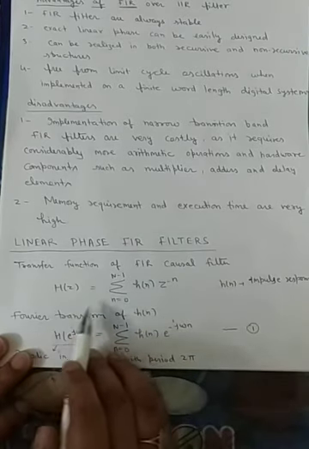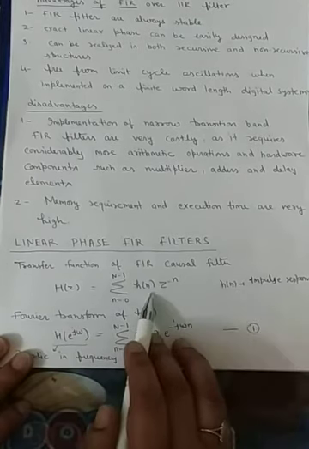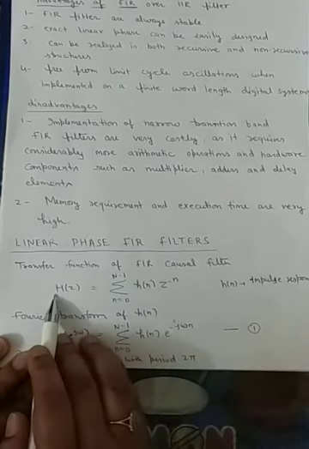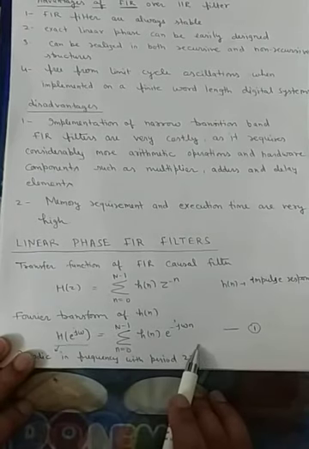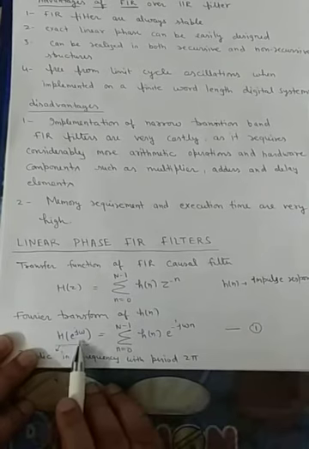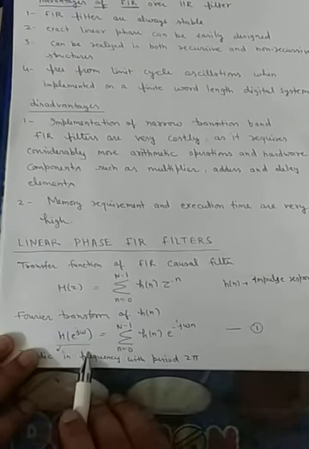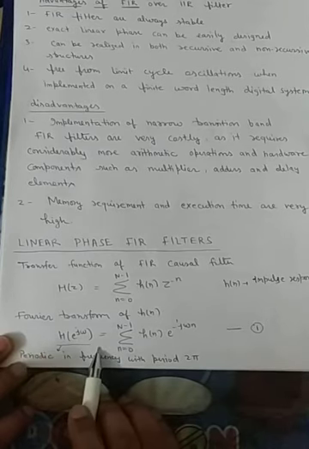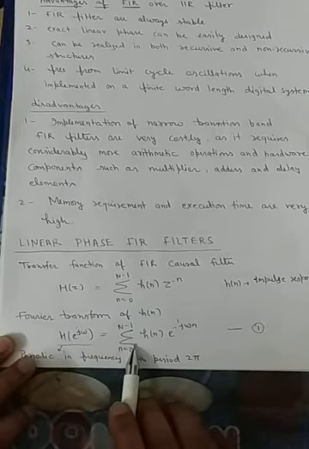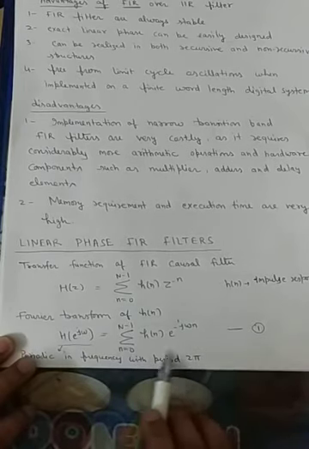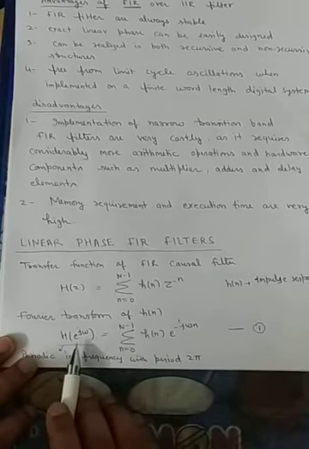The transfer function is expressed by the formula where h(n) is the impulse response of the FIR filter. If we see the frequency transform of that, we will have an expression in this form, where H(e^jω) is a periodic function with period of 2π. Because H(e^jω) is a sum of a number of terms and each term is a complex number, basically H(e^jω) is a complex number.